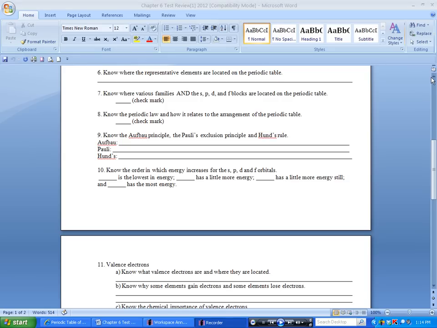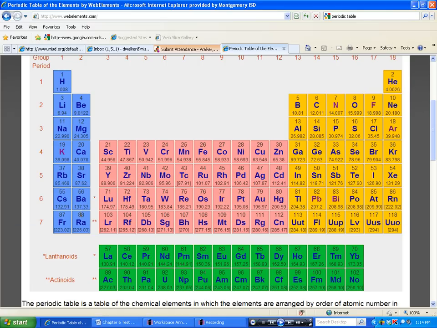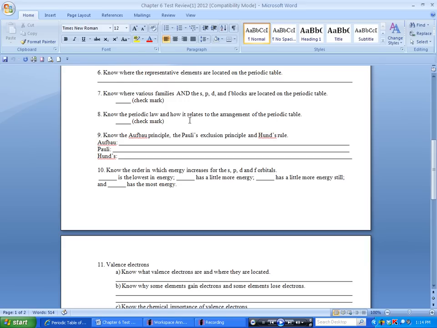Okay, we're back again, and it says know where the representative elements are located on the periodic table. I'm going to go down here and show you. It's the A group, so that's all of the S's and all of the P's.